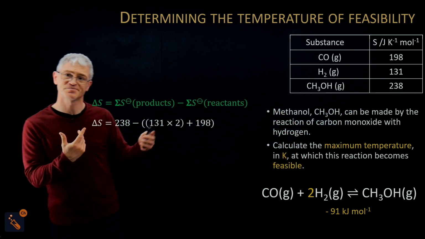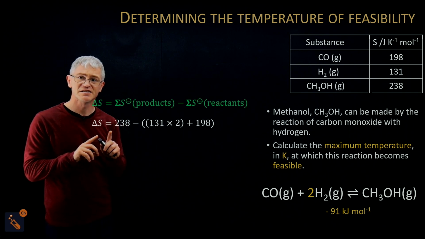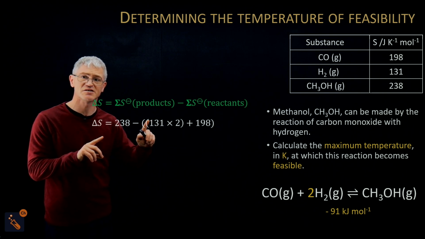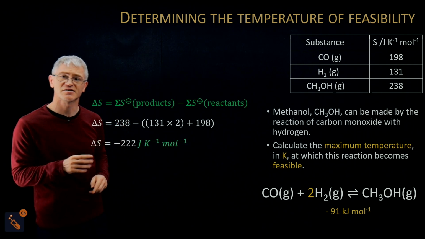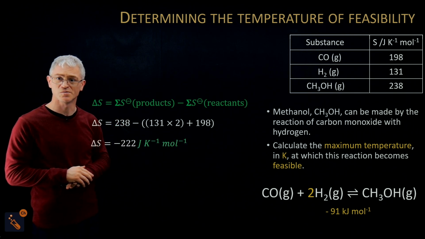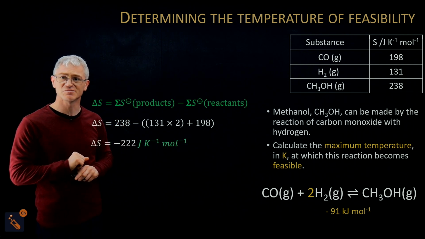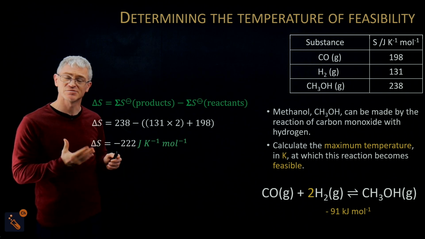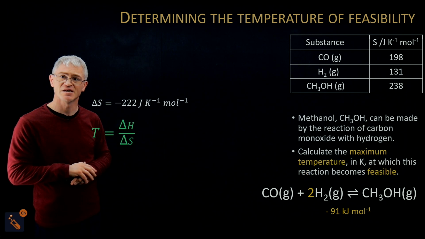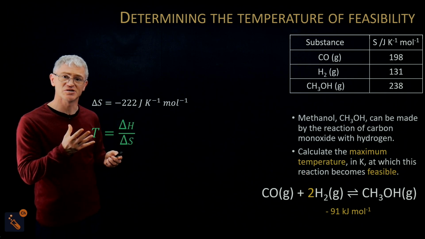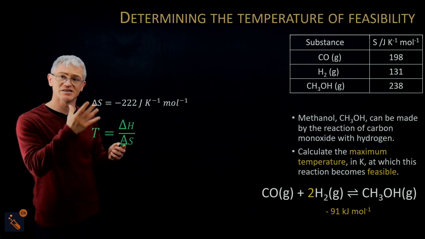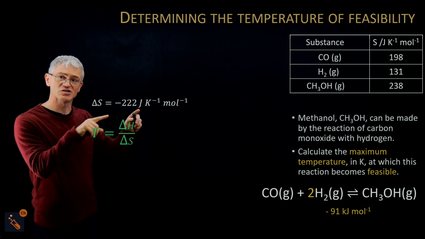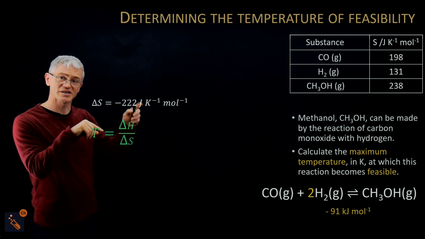So if we put those in, that's our hydrogen. This is our product minus our reactants. Okay, we get minus 222. Okay, still in joules at this moment. We're going to convert it into kilojoules when we do our maximum temperature calculation. Now, if we go to the maximum temperature calculation here, we've taken our minus 222, which we calculated before.